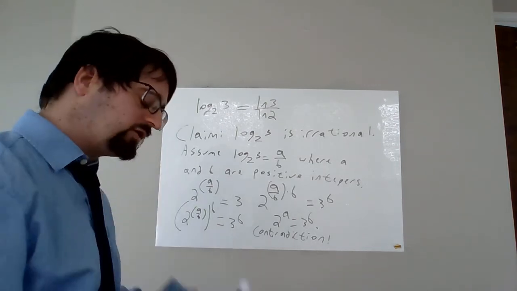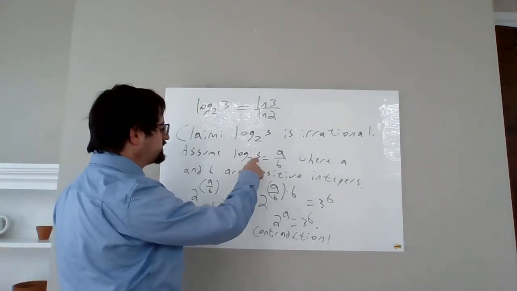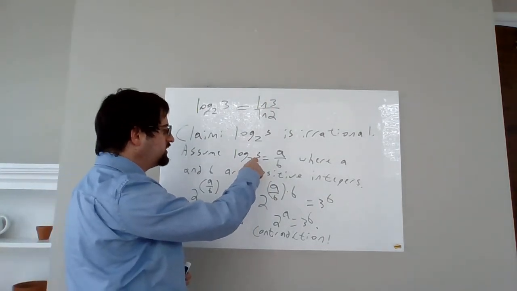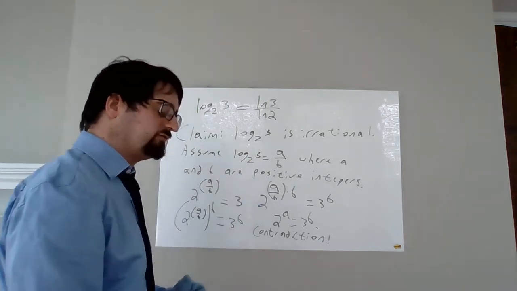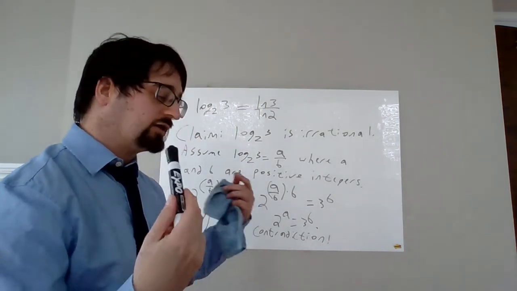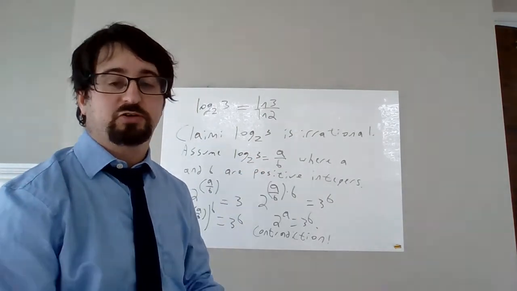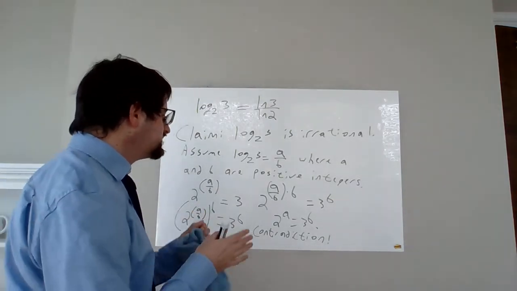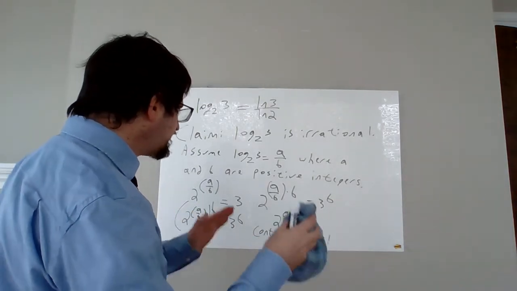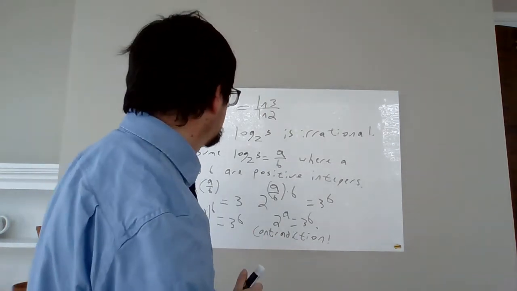This same argument, at least, will work just as well if I replaced my 3 here with any other odd number greater than 1. Log base 2 of 5 would be irrational. Log base 2 of 7 would be irrational. Log base 2 of 9 would be irrational, and so on. So that gives us, at least in a very limited sense, a big set of irrational numbers to work with.